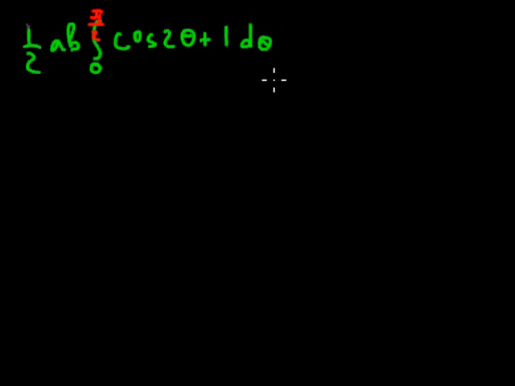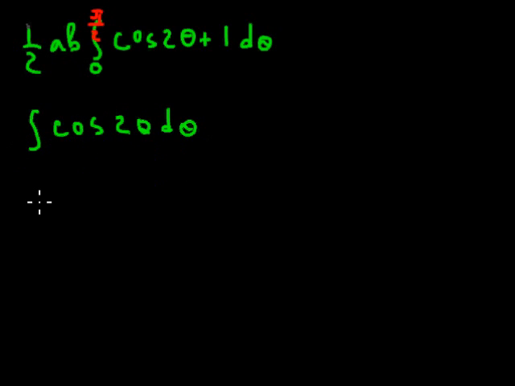This integral gives us area. To solve this integral we need to break it into two integrals, integral of cos 2 theta and integral of 1, and let's solve the integral of cos 2 theta separately. Let me just write it down here. Cos 2 theta d theta.